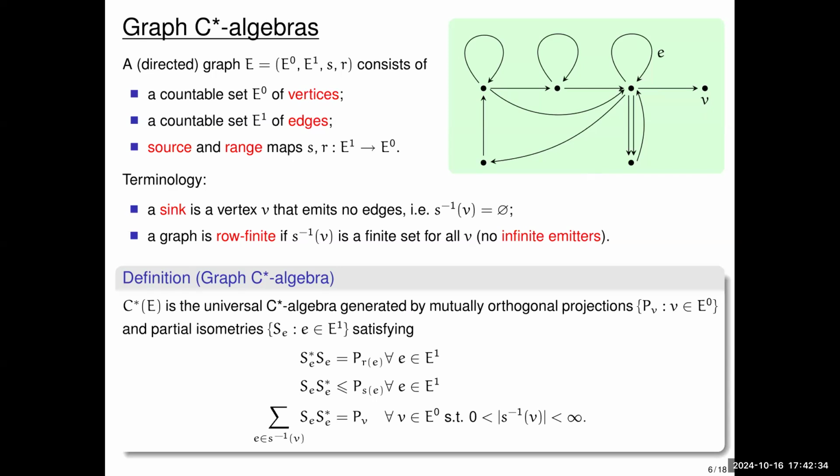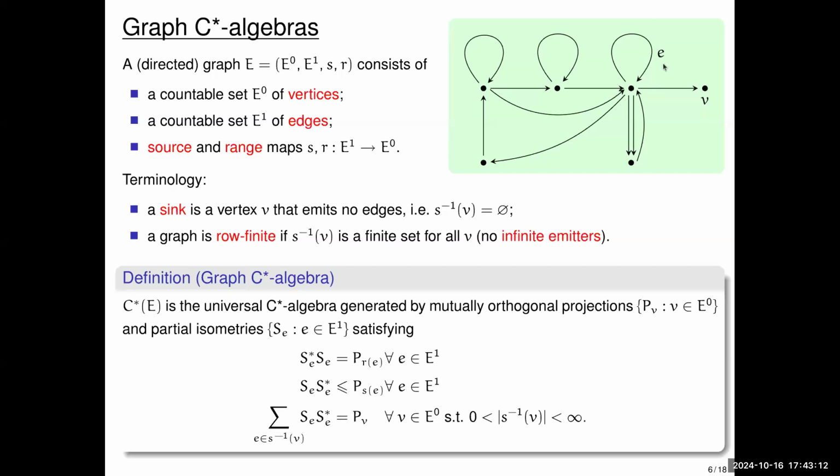Maybe I should not read the whole definition of graph C-star algebra, but to any graph you can associate in a canonical way a C-star algebra denoted by C-star of E. Spoiler alert for you: that's what we are going to do in the course. What is important, let's forget about the exact definition, is that it is generated by a set of orthogonal projections, denoted by P_v, where v is a vertex. For each vertex, you have a projection, and they are orthogonal.